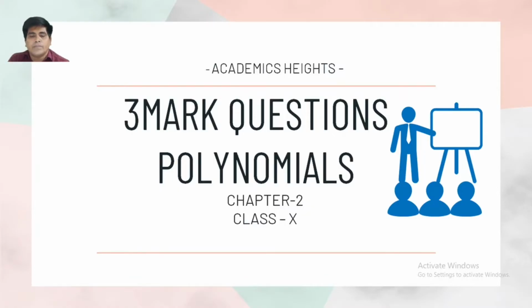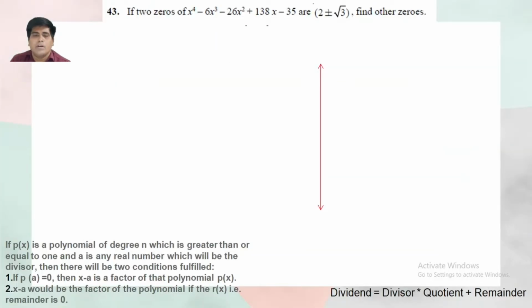We are discussing all important concepts of 3-mark questions in polynomials, Chapter 2, Class 10 CBSE. Here we go to question number 43. If two zeros of this biquadratic polynomial are 2 plus or minus root 3, find the other zeros.